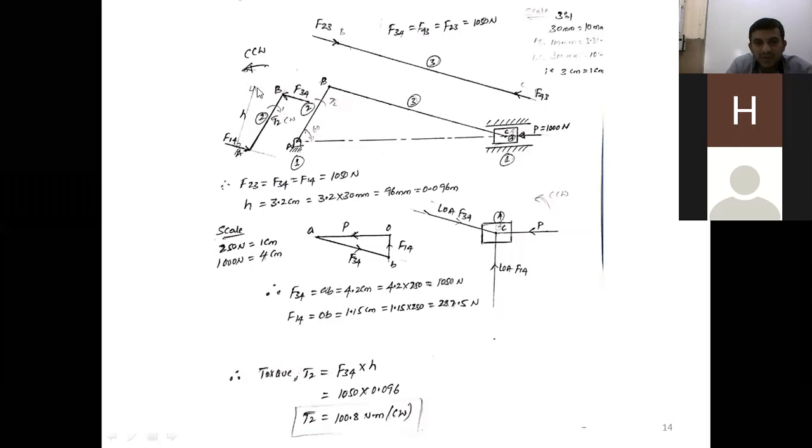Then transfer that force to link 2. Again, see the free body diagram for link 2. Link 2 is subjected to how many forces? Two forces and a torque.